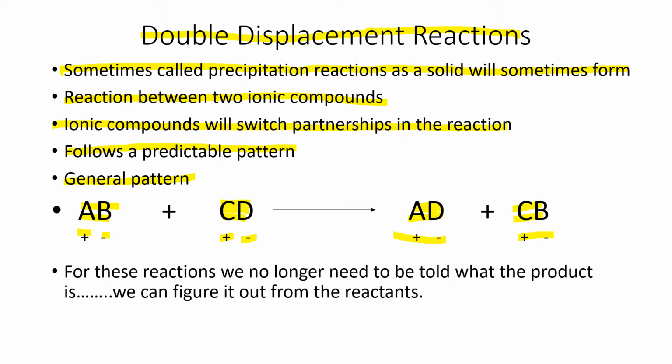For these double displacement reactions, we no longer need to be told what the product is. We can figure it out from the reactants that we have. Previously, anytime you had a reaction, you had to be given the entire reaction, reactants and products. Here, we're now at the stage for these type of double displacement reactions where you're not going to be given what the products are, you're going to have to figure those out. So now that we've seen the general pattern, let's look at some specific examples.